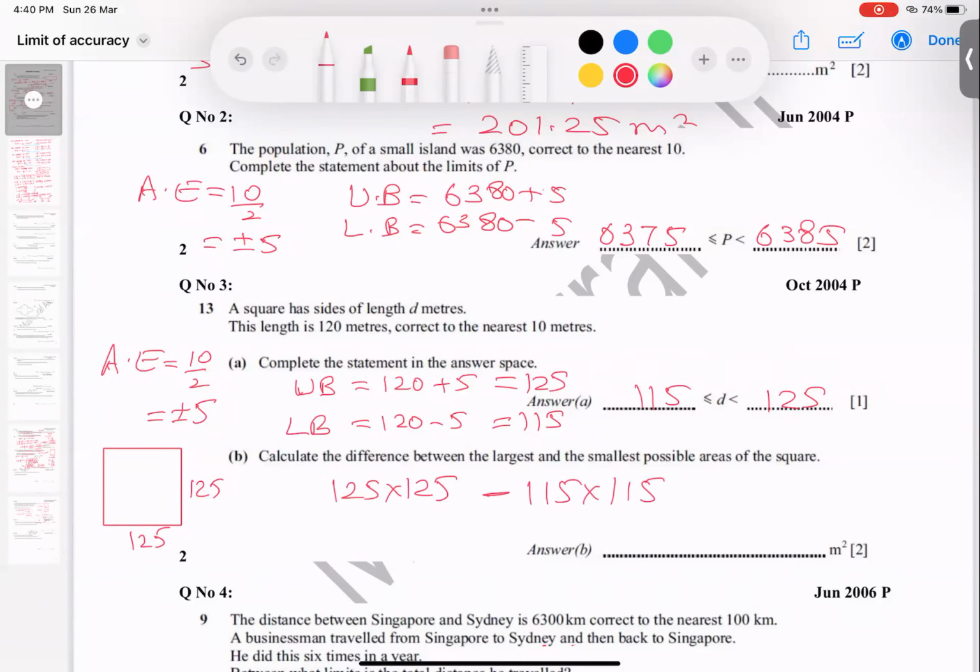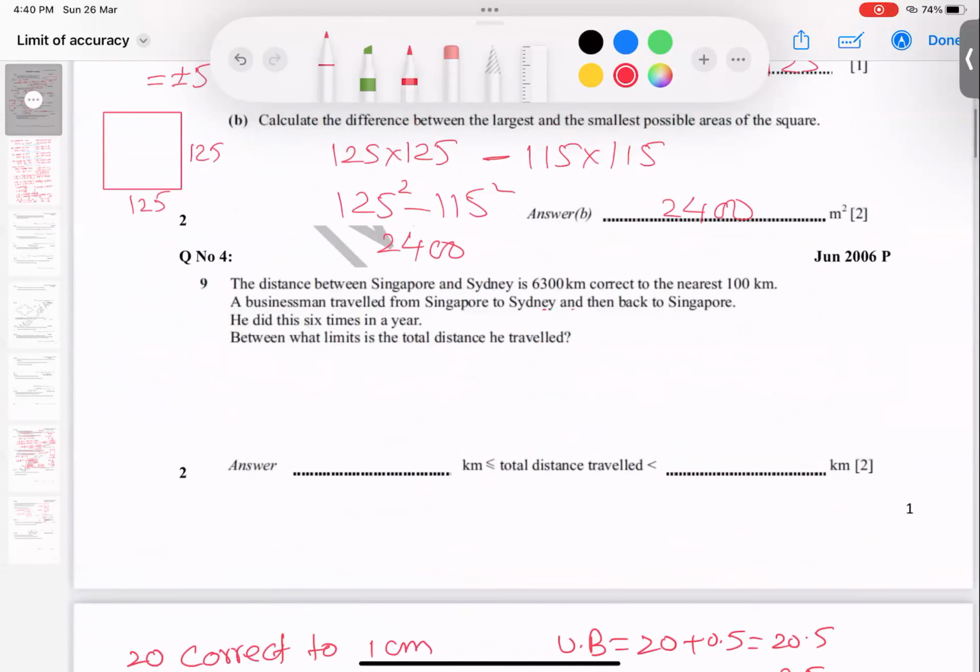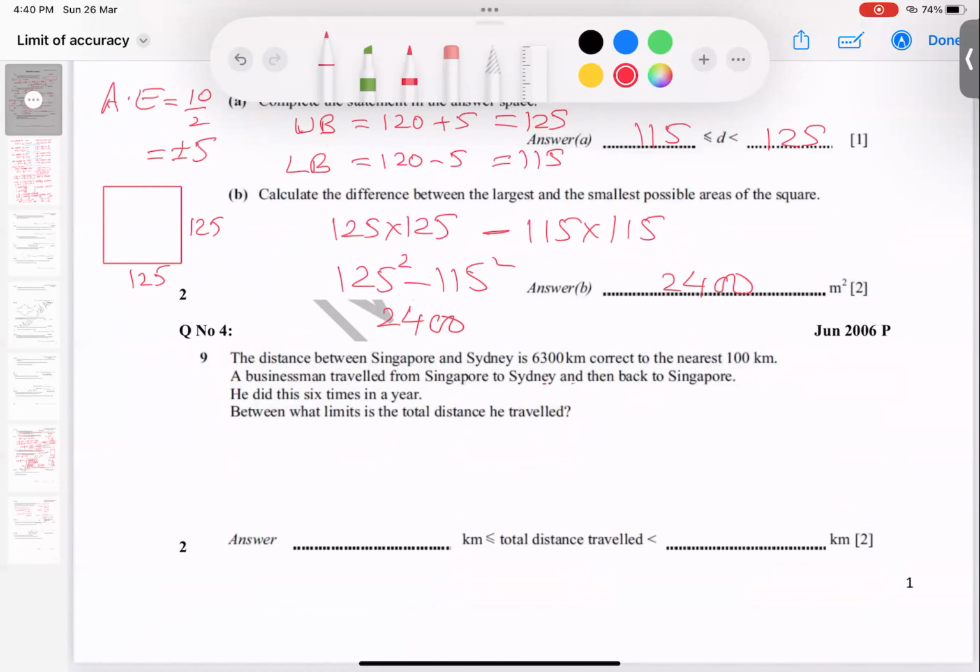I am just typing, or you can type it too, no problem at all. When I type it, you will see that I get my answer in no time. So 2400 meters square is the difference. I hope the point is very clear. Before I discuss another question, it is very interesting here. Read this question, and I'll give an idea. Do you try this?